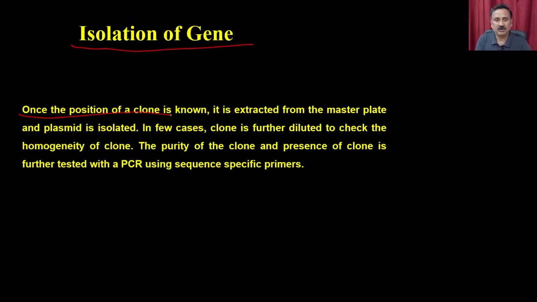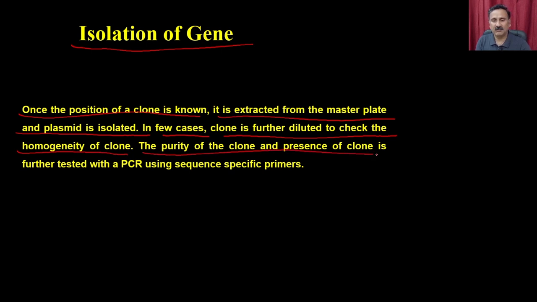Once the position of a clone is known, it is extracted from the master plate and the plasmid is isolated. In a few cases, the clone is further diluted to check the homogeneity and purity of the clone, and the presence of the gene is tested with PCR using sequence-specific primers. So you first isolate the clone, then dilute it 1:10 or 1:100, and plate that onto a plate.